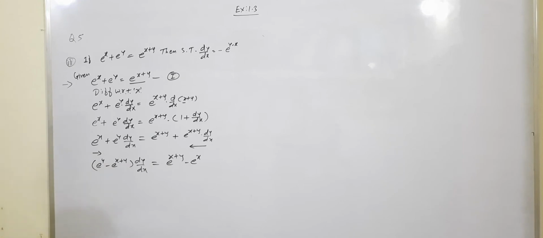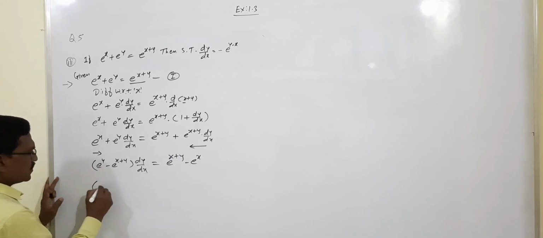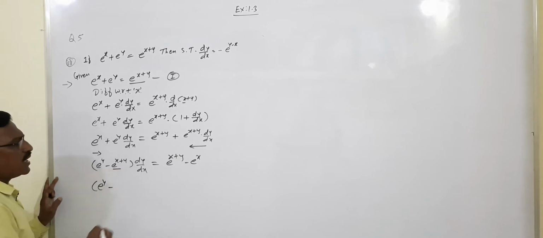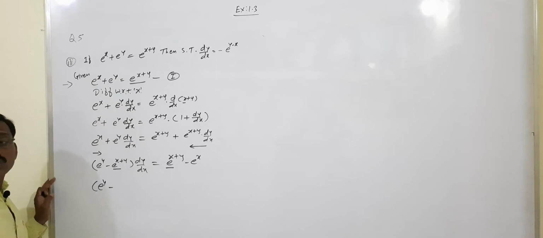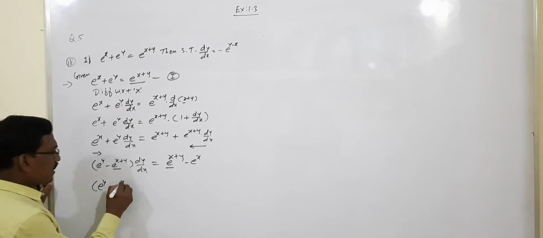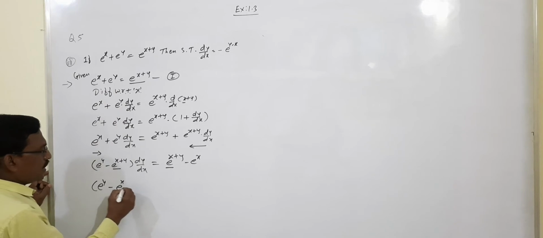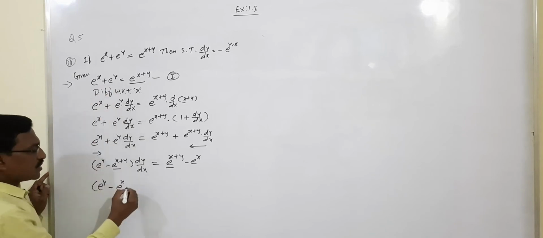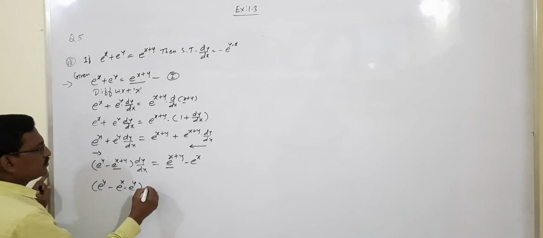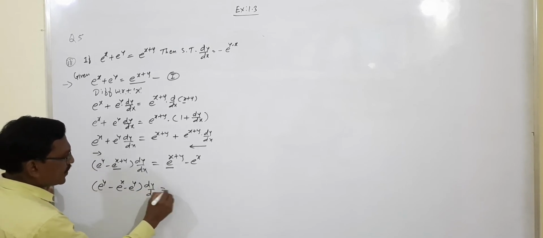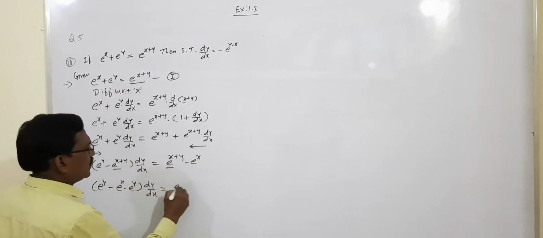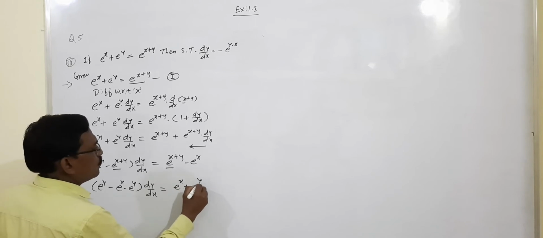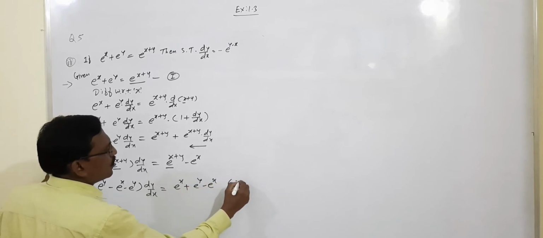Now here from equation 1 we write this e raised to x plus y, it is e raised to x plus e raised to y, we write here e raised to x plus e raised to y. Due to this minus sign, this plus becomes again minus e raised to y into dy by dx is equal to, again here e raised to x plus y, it is e raised to x plus e raised to y minus e raised to x from equation 1.